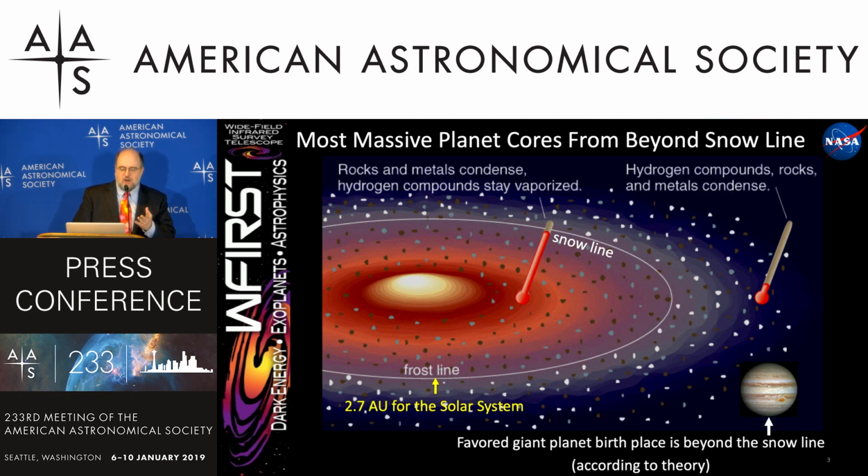But as you move out, in our solar system at 2.7 AU, we expect that the disk was cool enough so that ice would condense. And this means that there's more solid material available for planets to form. And the implication, according to the core accretion theory, is this is where Jupiter formed, and the giant planets in our solar system are all located now beyond the snow line.